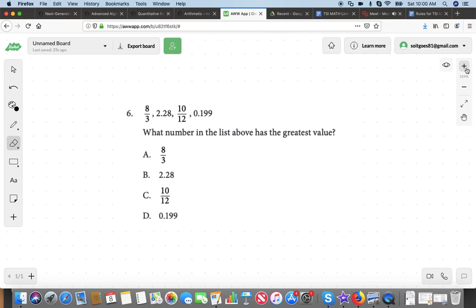I would rather approach this by eliminating the ones that I know are not the greatest. Process of elimination. Can we do that? Yeah. Which one? And by the way, think in terms of money again if you want to. Please do. Which one is not the greatest? Obviously 19 cents. Yeah, gone. That's not as big as $2.28.